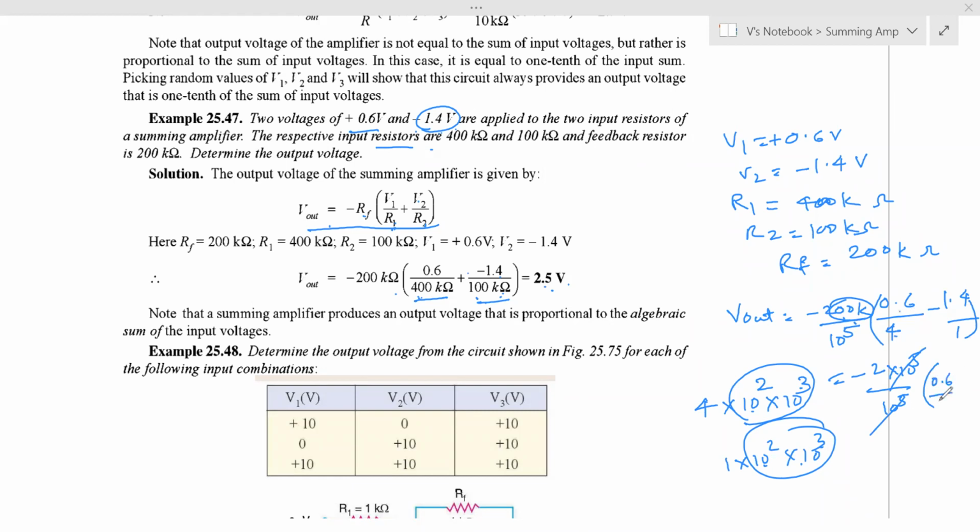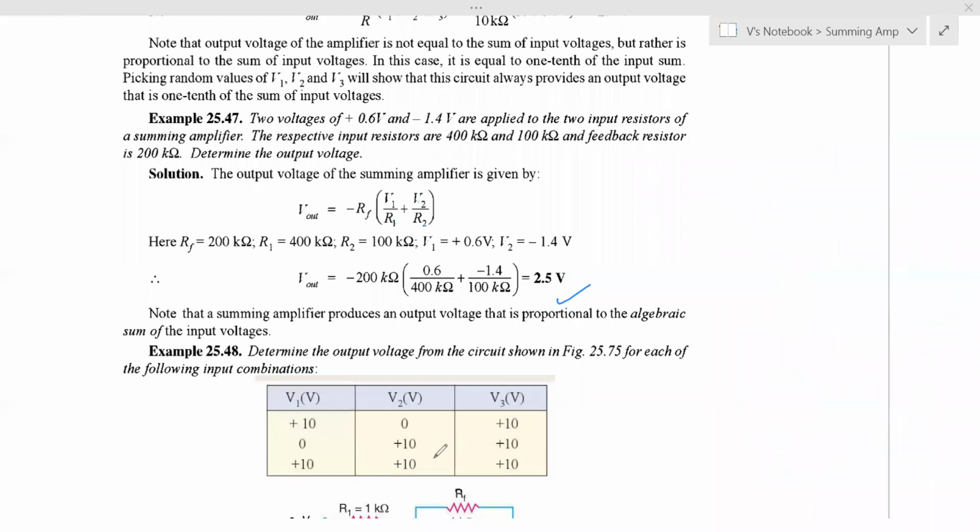0.6 by 4. Can anybody tell me answer? और -1.4, ठीक है, जो भी आएगा वो इतना आएगा, यहाँ माइनस साइन आएगा, वो माइनस माइनस प्लस होके 2.5 वोल्ट आंसर है। ओके, इस तरह से सॉल्व करना. So that will be the answer.